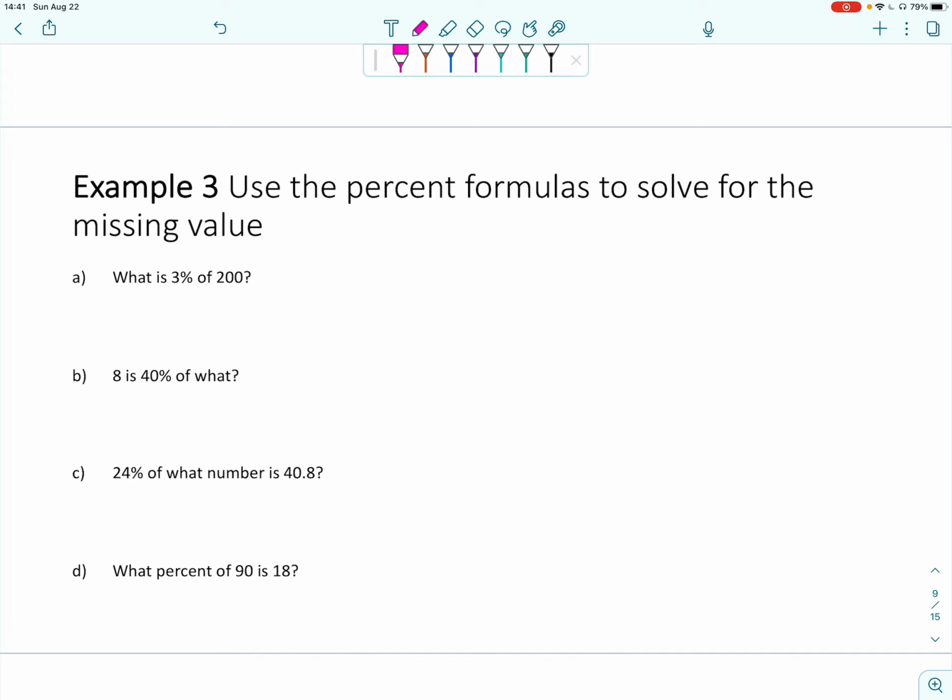So the first one, what is 3% of 200? So we've got a couple of things here. We're being asked to find 3% of 200. So the first thing is I have a percent here. I'm going to rewrite that as a decimal. And now I need to figure out, am I looking for A? Am I looking for P? Or am I looking for B? So the easy one to identify is P because that's always going to be the percentage.